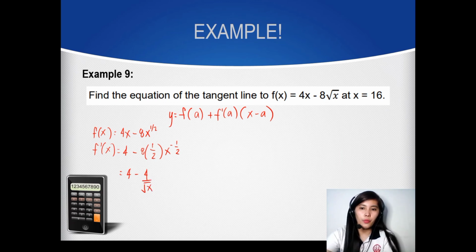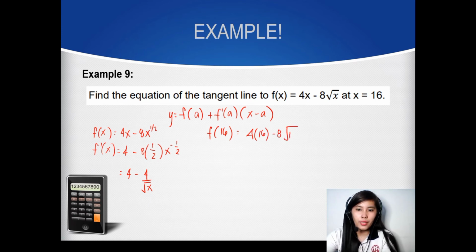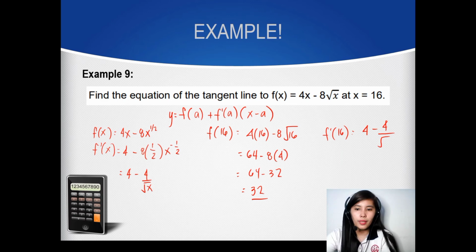Then we need f of a, or f of 16. So 4 times 16 minus 8 square root of 16. This will be 64 minus 8 times 4. That is 64 minus 32, equal to 32. Then our f prime of 16 is equal to 4 minus 4 over square root of 16. So this will be 4 minus 4 over 4. This is 1, so this is equal to 3.